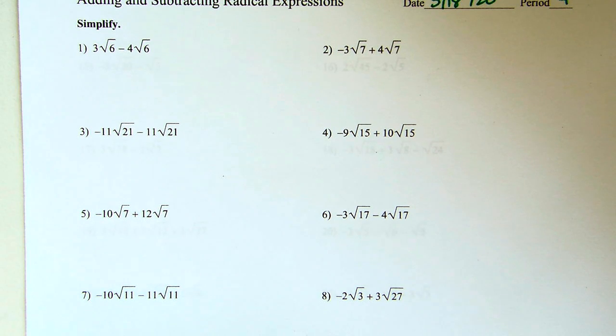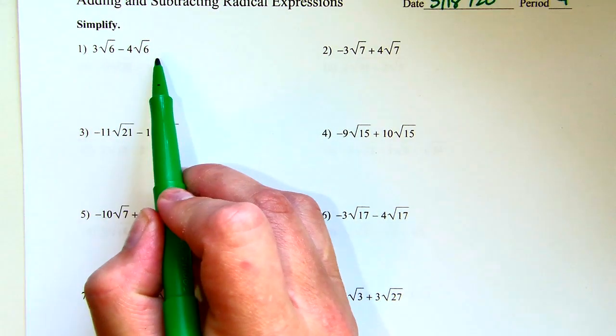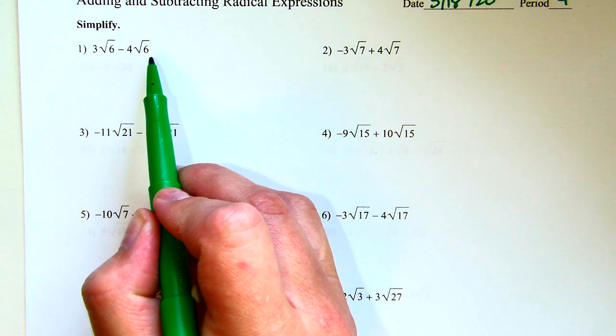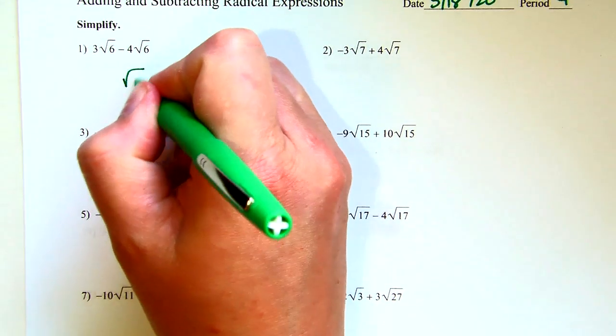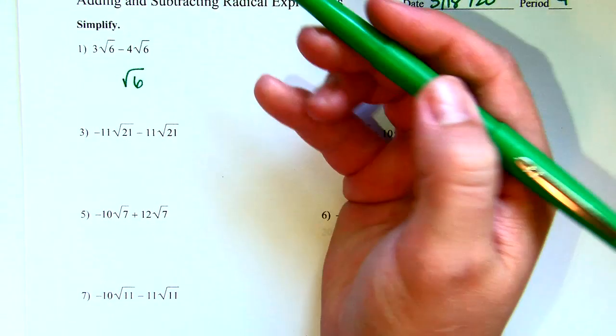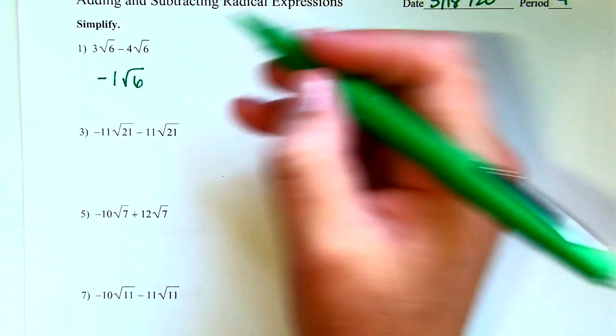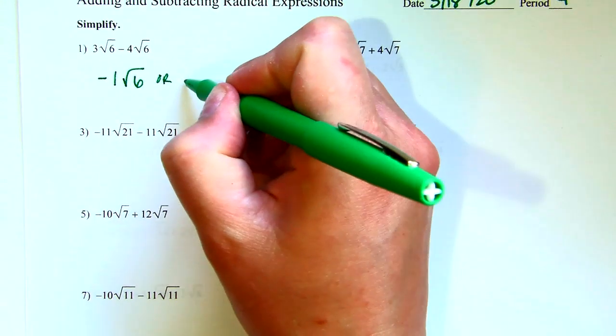So, since my radicals are the same, 4 root 6 and root 6, I'm going to keep that root 6. And now I'm going to go 3 minus 4. That gives me negative 1. So I can either have negative 1 root 6 or negative root 6. Either one of those would be an acceptable answer.